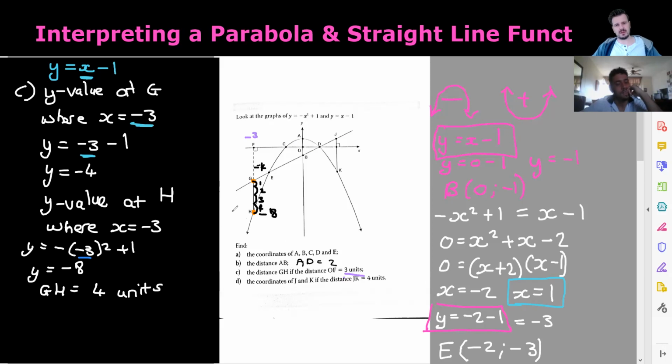Okay. So it's a bit of a tricky concept. JK is kind of the same thing, except now JK is telling us that the distance is 4 units. So now I'm going to introduce a new concept, and I'm going to stop this video and talk about the new concept in another one because it's quite long.